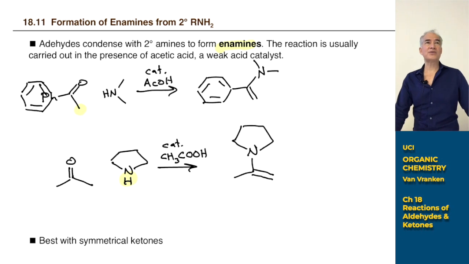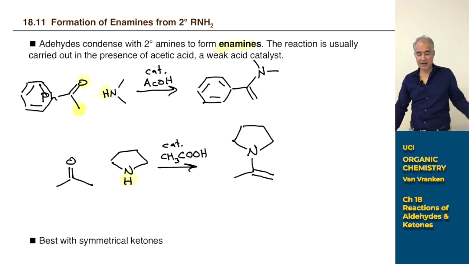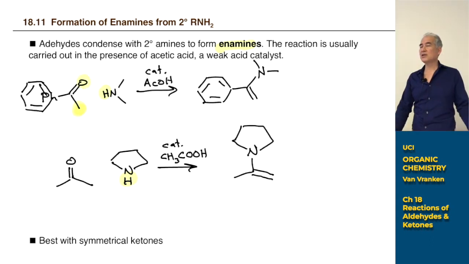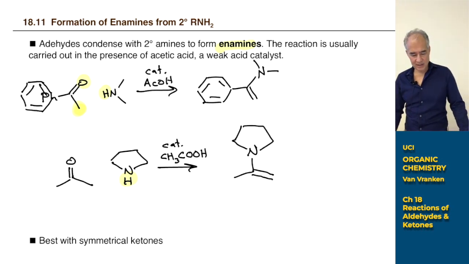You have to lose O and 2 H's. One of the H's comes from this carbon next to the carbonyl, and the O comes from the carbonyl, H2O. And it's challenging because we don't draw H's on carbon. It's going to be challenging.